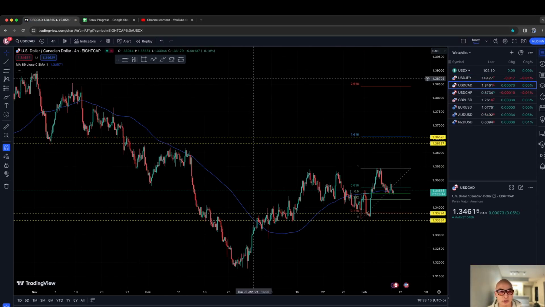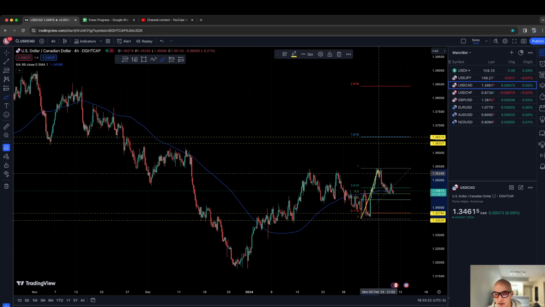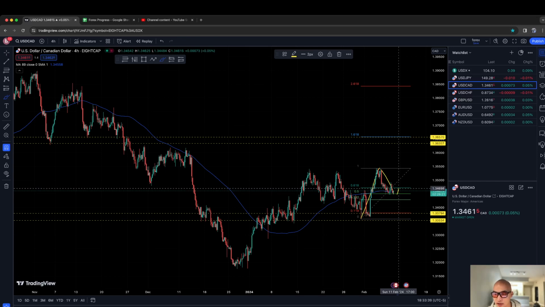USD Canadian dollar. We have this up movement going on, and yesterday the market also retraced it into a good zone between 0.5 and 0.618, and here a little bit of a fake out is going on, and I entered the trade, risking 0.2% of my account.